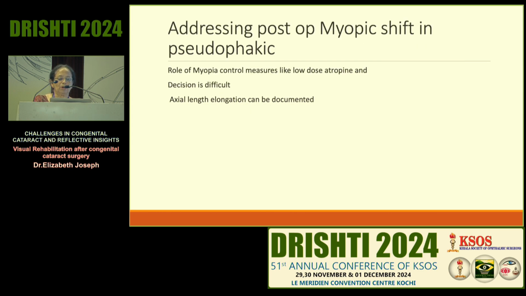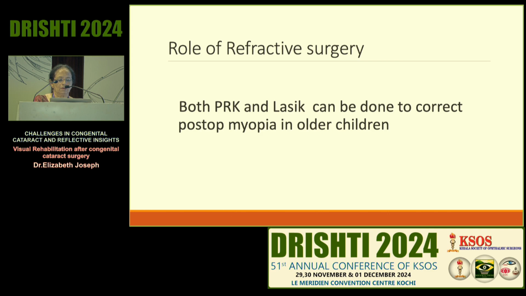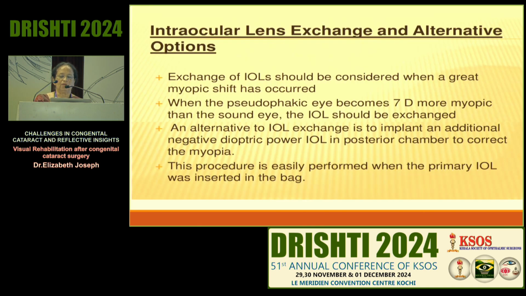And one word about myopic shift in pseudophakia. Nowadays when the myopia increases in children, we give low dose atropine, but the effect of low dose atropine in pseudophakic myopia is not established. Usually we don't give atropine for progressive myopia in pseudophakic children, but of course if you can monitor and document that the axial length is elongating, probably you can have a trial, but this is not proved. As for the role of refractive surgery, both PRK and LASIK can be done to correct postoperative myopia in older children. And when the child is older and has gone into myopia, you can have exchange of IOLs, or you can have a piggyback IOL inside the eye.